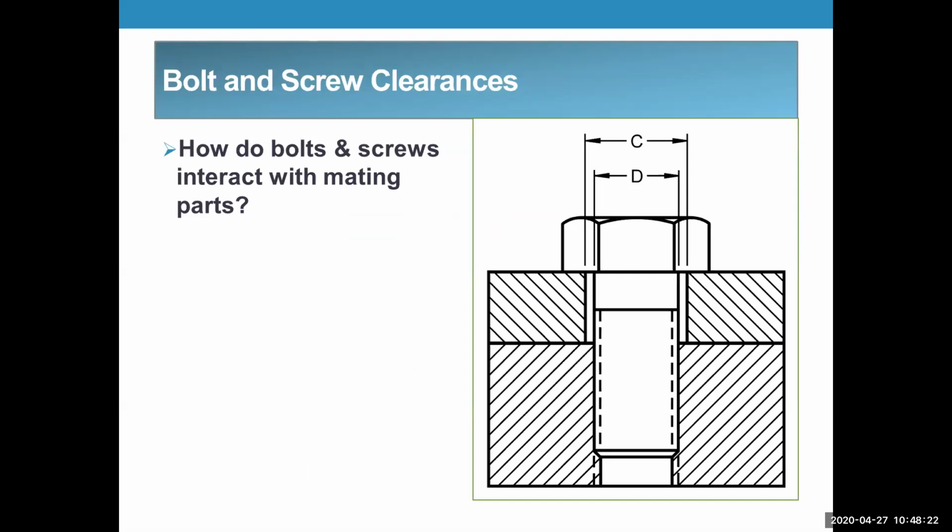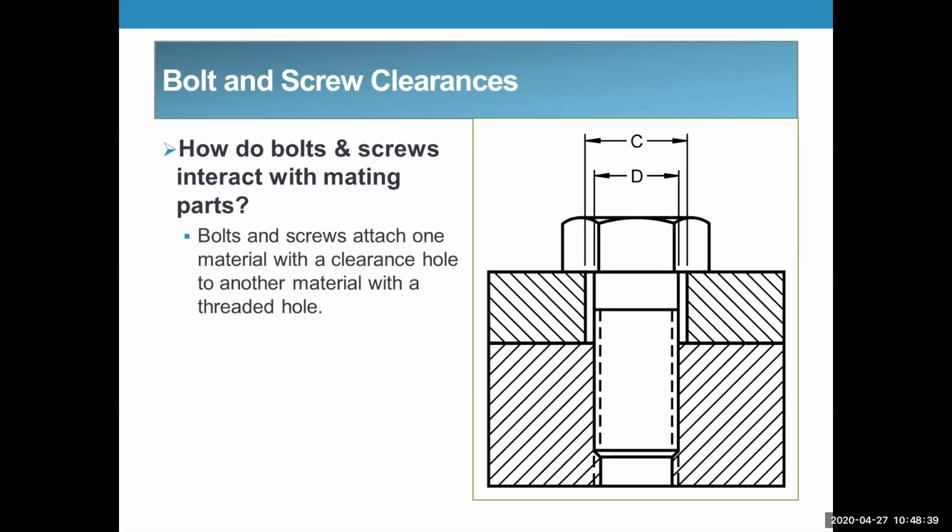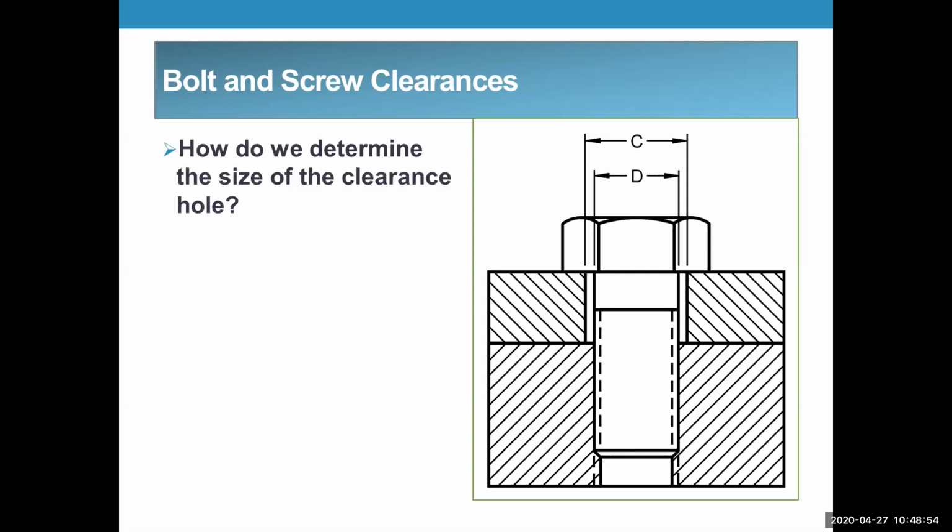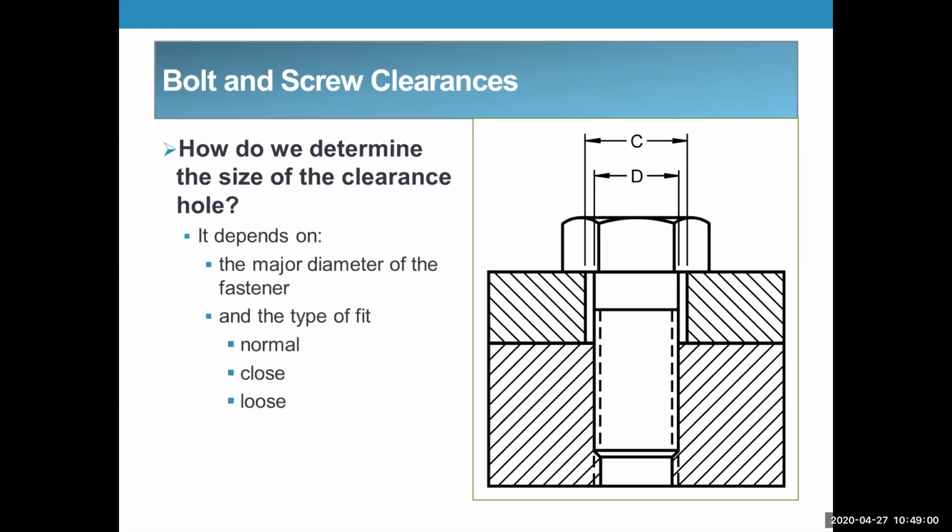All right. So let's talk about bolt and screw clearances and how they interact with mating parts. Obviously, visually you should be able to figure out that bolts and screws attach one material with a clearance hole to another with a threaded hole. How do you determine the size of the clearance hole? Usually it depends on the major diameter and the type of fit, whether it's normal, close, or loose.